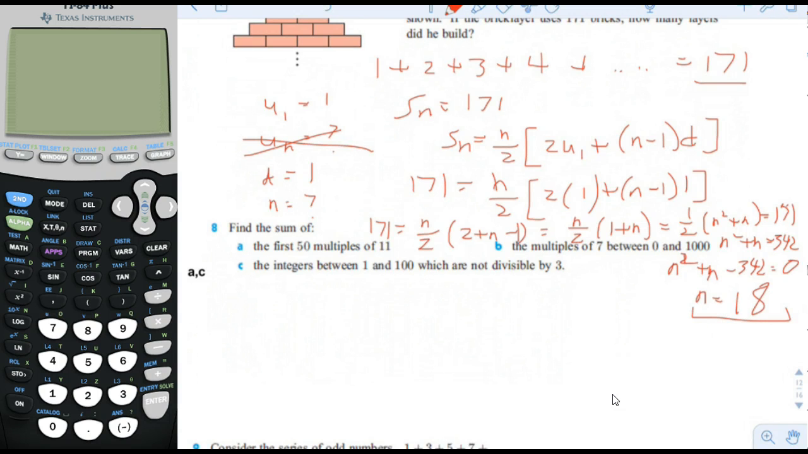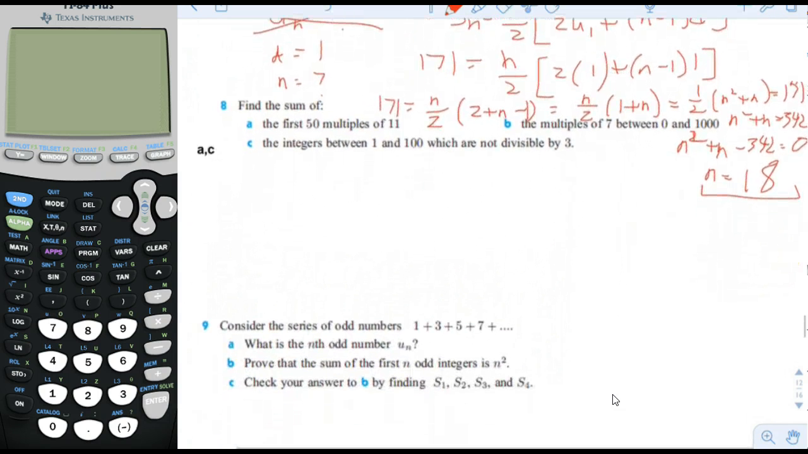Okay. Let's see. 8. We're going to do A and C. Find the sum of the first 50 multiples of 11. And let's see, that would be, so u1 is equal to 11. And then let's see, so that would be u1 is equal to 11, n is equal to 50, right? D is equal to 11, because each step is 11, right?